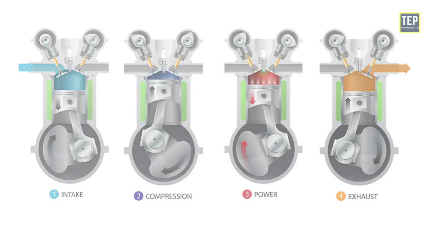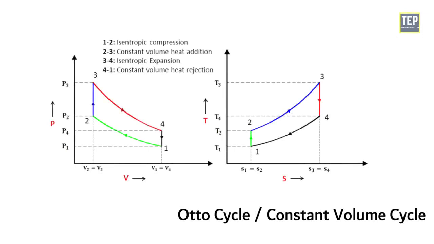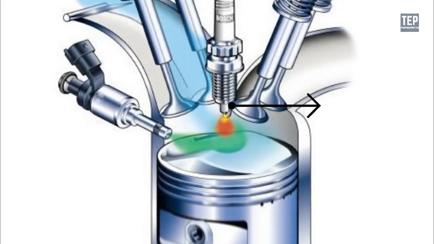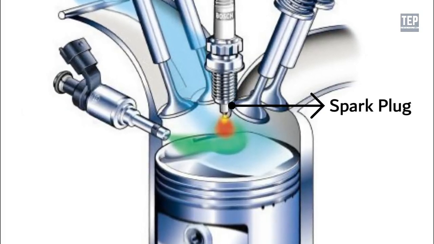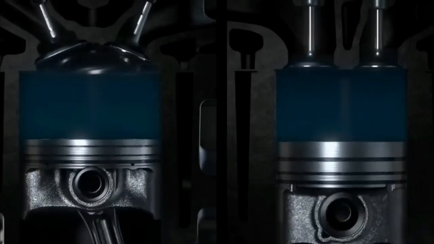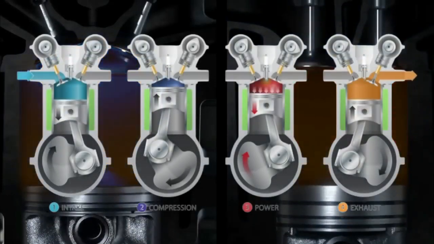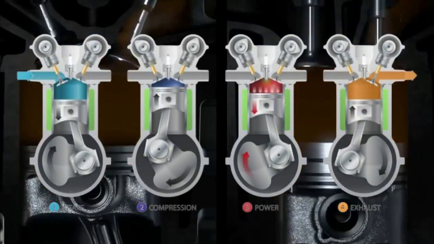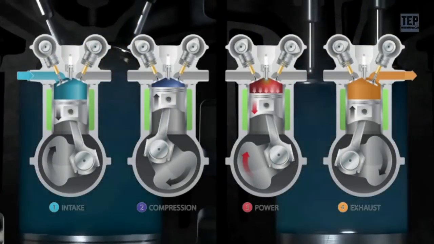The petrol engine works on the principle of the Otto cycle, also known as the constant volume cycle. The spark plug fitted at the top of the cover initiates the ignition of the petrol. In a 4-stroke engine, all the events, that is intake, compression, power, and exhaust, are completed in 2 revolutions of the crankshaft. They are as follows.